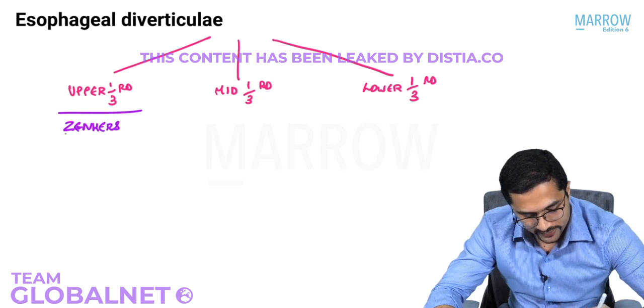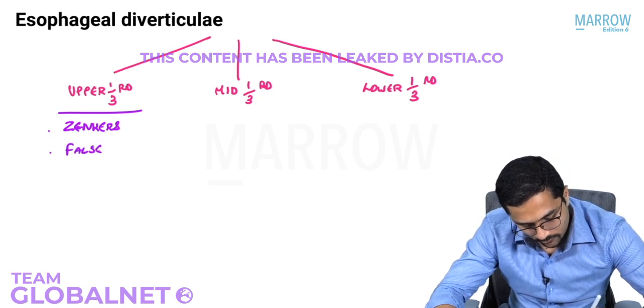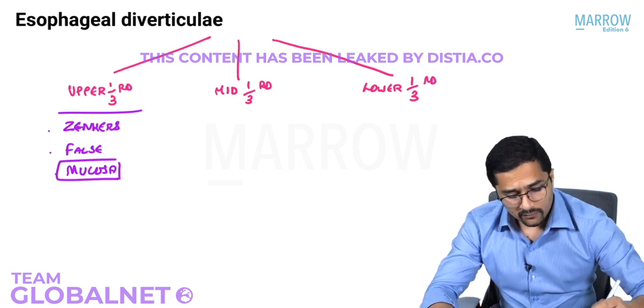which I'll talk about in detail. But here I just want you to know that it's a false diverticulum. False means it only has the mucosa.